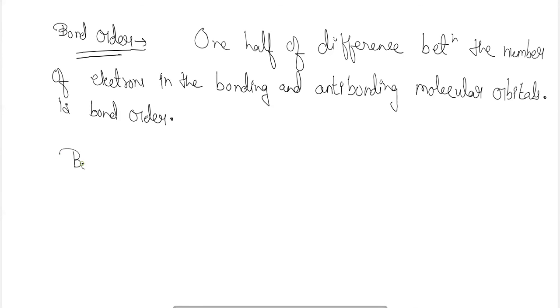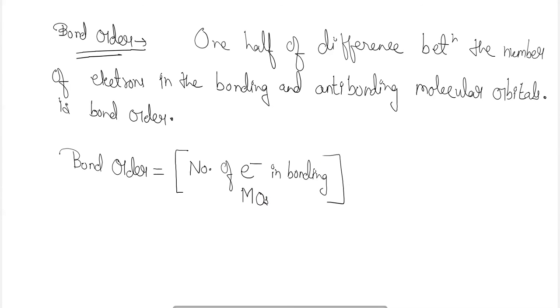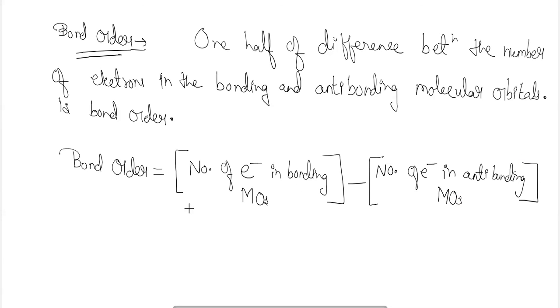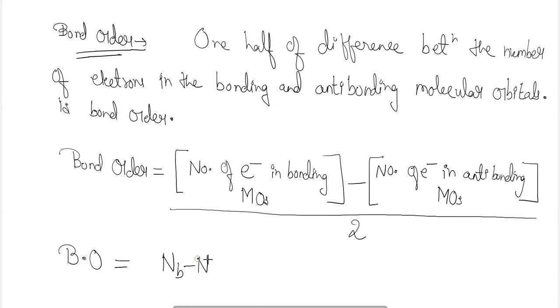So bond order is equal to the number of electrons in bonding molecular orbitals minus the number of electrons in anti-bonding molecular orbitals, the whole divided by 2. So here bond order will be Nb minus Na divided by 2. So what are the different pieces of information conveyed by bond order?